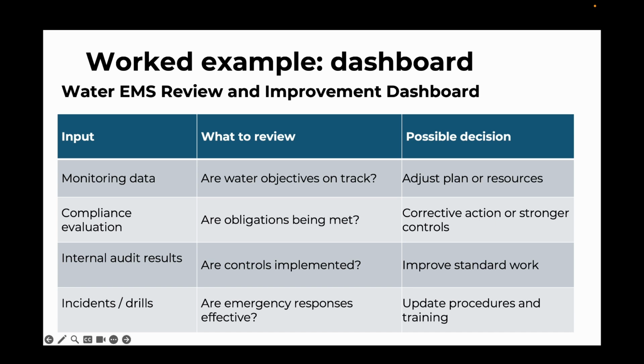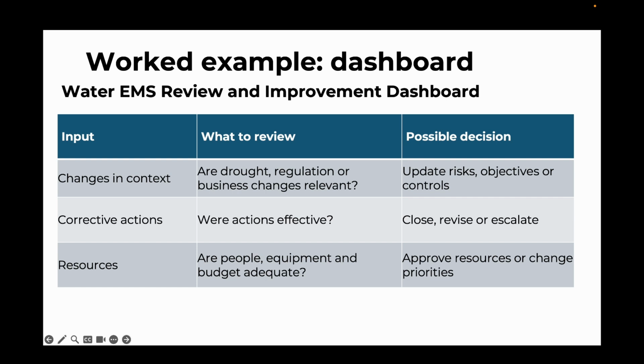Internal audit results show whether controls are implemented. The decision may be to improve standard work. Incidents and drills show whether emergency responses are effective. The decision may be to update procedures and training. Changes in context show whether drought, regulation, or business changes are relevant. The decision may be to update risks, objectives, or controls.